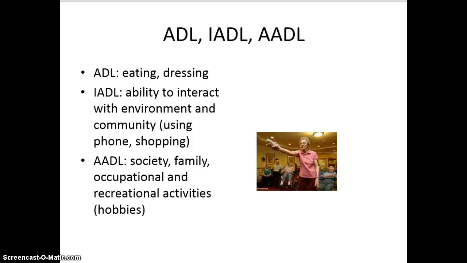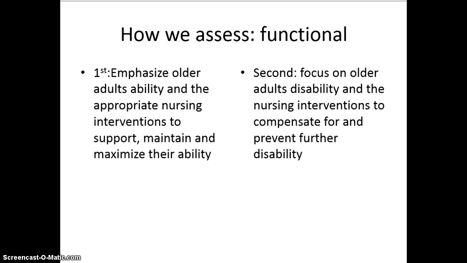ADLs are things like ability to get dressed and eat. IADLs are interacting with the environment, like being able to shop, use the phone to call 911 if they needed help. And then the AADL is looking at many of their hobbies or recreational activities, and they're all important in seeing the whole picture for that older person.